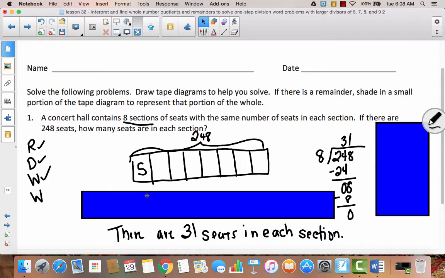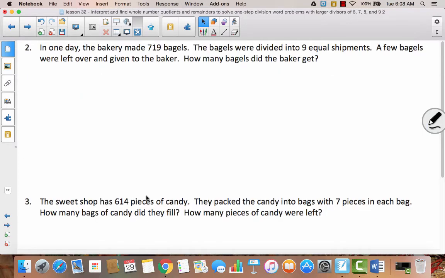All right, so let's take a look at question number 2. In one day, the bakery made 719 bagels. The bagels were divided into 9 equal shipments. A few bagels were left over and are given to the baker. How many bagels did the baker get? All right, so we just read the problem. Now we're going to draw a tape diagram.